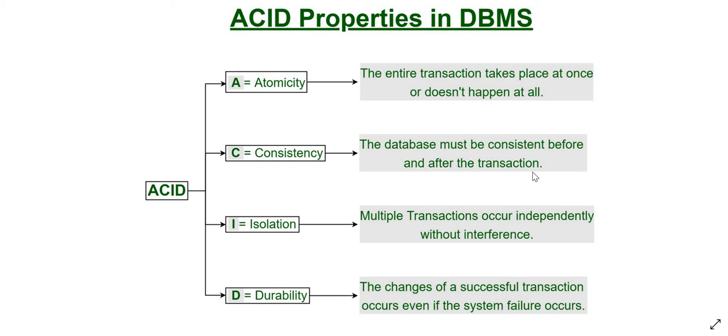By this term I mean it checks both the accounts. First of all it will check that account A has 10,000 rupees, then it will check that account B has 5,000 rupees. Now when the transaction happens, let's suppose you need to transfer 1,000 rupees from account A to account B.